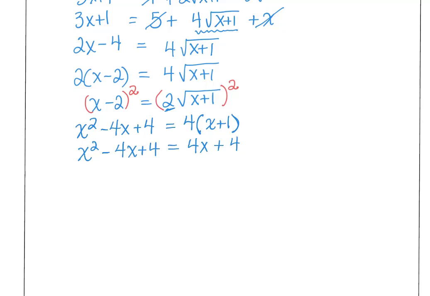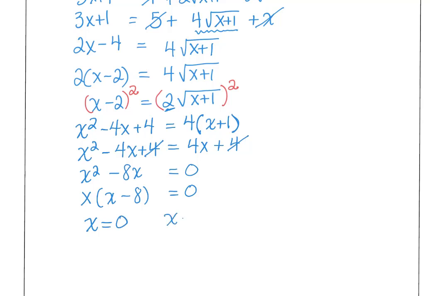So we want to collect all the terms to one side, which gives us x squared minus 8x, and then the 4 minus the 4 is 0. So you can factor the left as x times the quantity x minus 8. So we want to look at x equals 0, and we want to look at x minus 8 equals 0 to see which is valid and which is not.